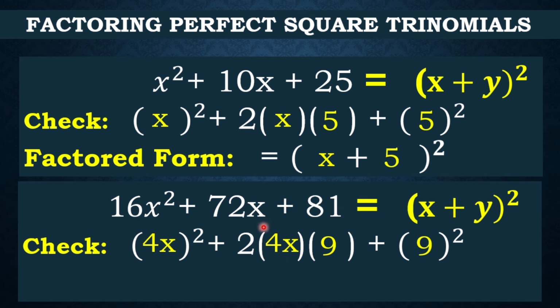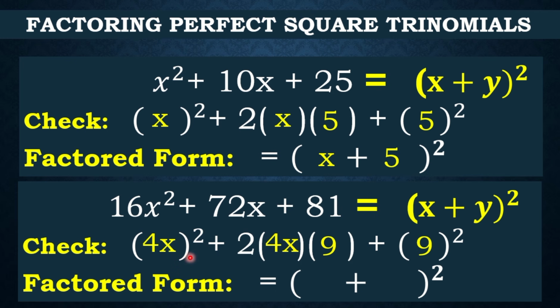Okay, so i-check muna natin. Dapat mag-satisfy siya dito sa 72x. So, twice the product of the square root of your first term and your last term. So, 2 times 4x, that is 8x. 8x times 9, that is 72x. So, nag-satisfy siya dun. So, therefore, this is the factored form niya.